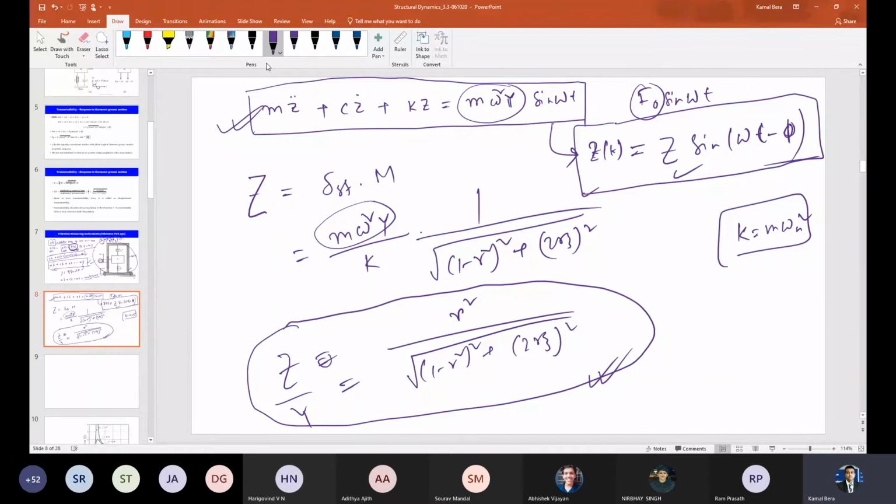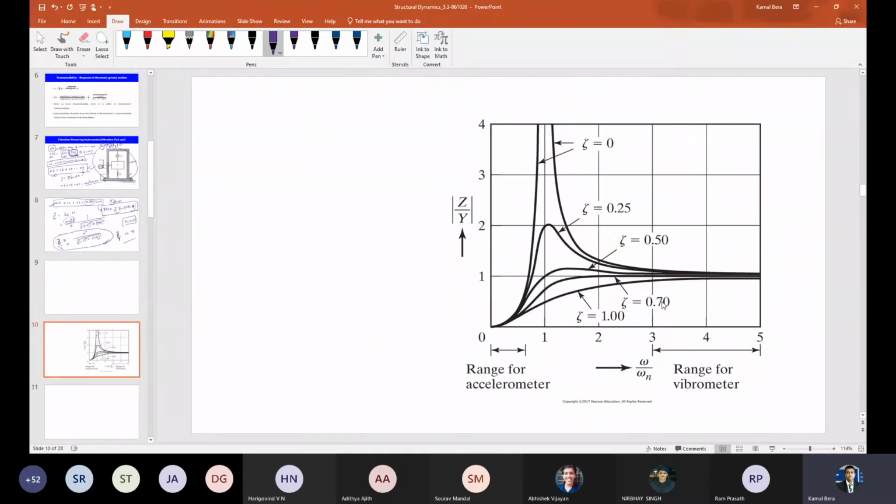Now, if I plot the modulus of this, Z by Y, where capital Z is the amplitude, versus r, I get a plot like this. Forget about the rest for the time being and just see the plot. This is for different damping. We are plotting Z by Y versus omega by omega n, which is nothing but the frequency ratio.